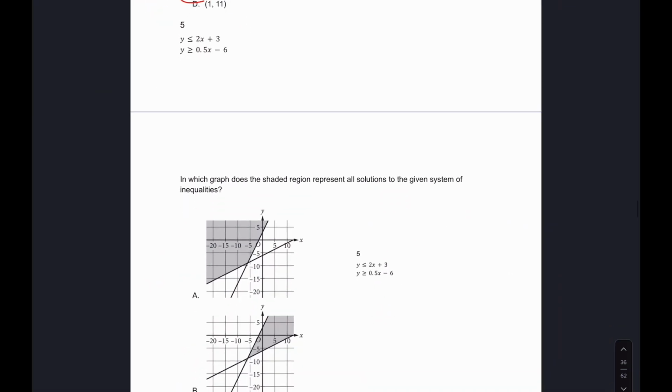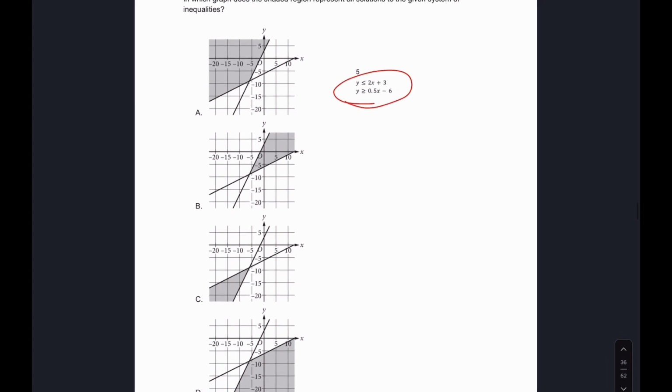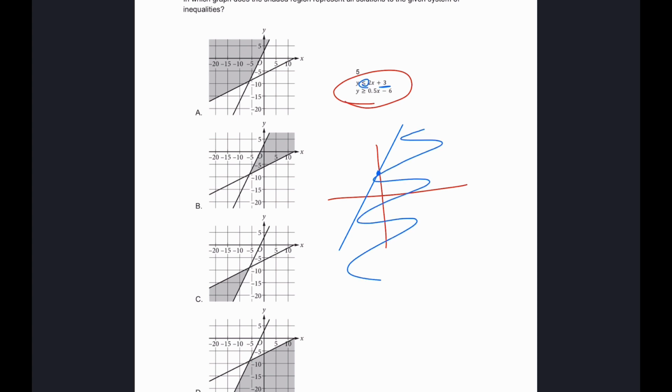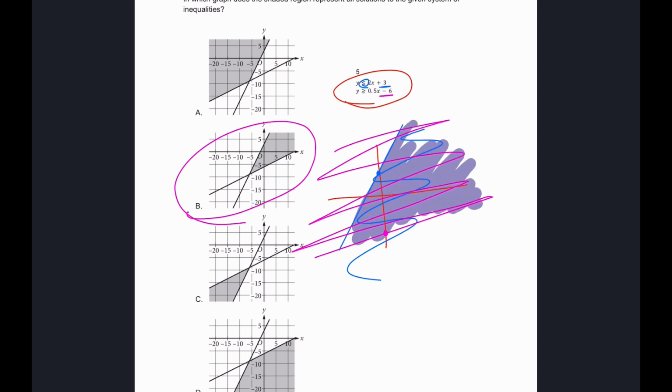Number 5 says, which of the following shaded regions represents the overlap here? Well, sure, if I have the first equation, that's a y-intercept of 3 and a positive slope, and it says y is less than, I'm shading below. Whereas the other one I'll do in pink, that's a -6 y-intercept, a slope like that, and it's shading above. Cool. Where do they overlap? It looks like they overlap in that region right there. The answer is B. Let's keep rocking.